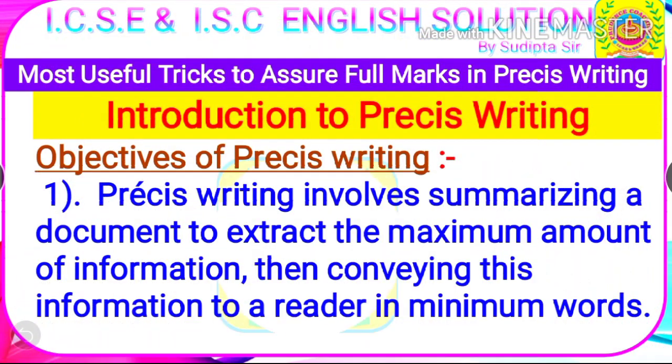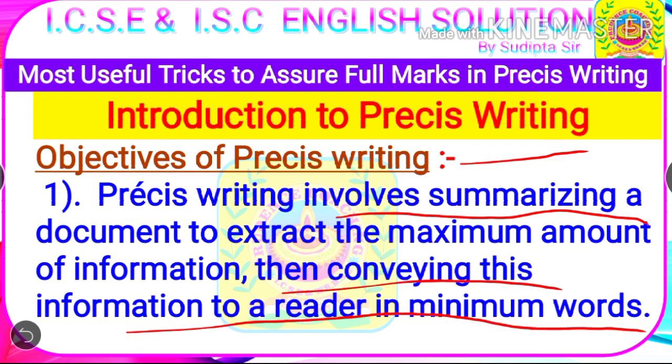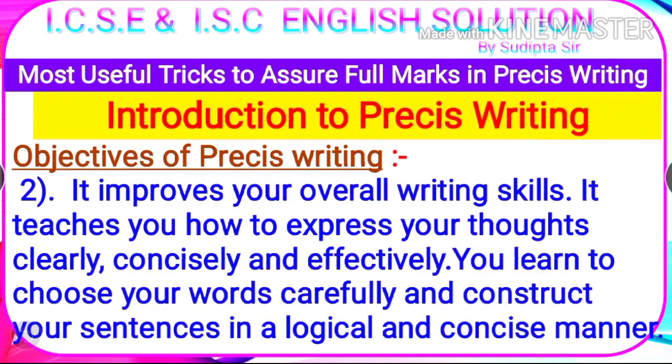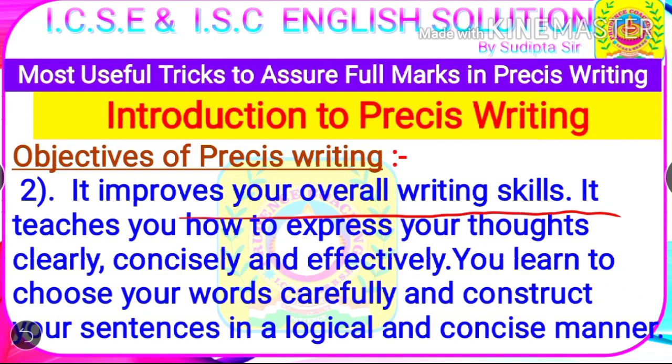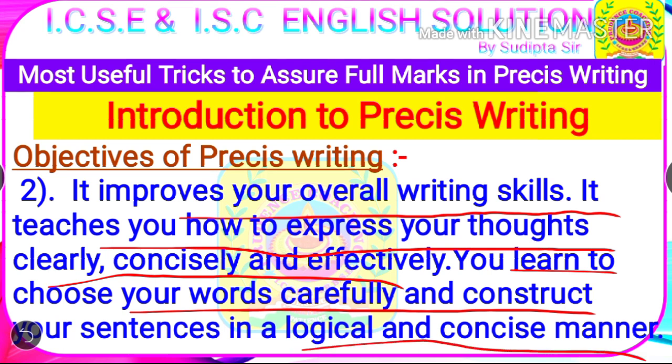Now we will discuss the objectives of Precis writing. The main objective of Precis writing involves summarizing a document to extract the maximum amount of information, then conveying this information to a reader in minimum words. Number 2. It improves your overall writing skills. It teaches you how to express your thoughts clearly, concisely, and effectively. You learn to choose your own words carefully and construct your sentences in a logical and concise manner.